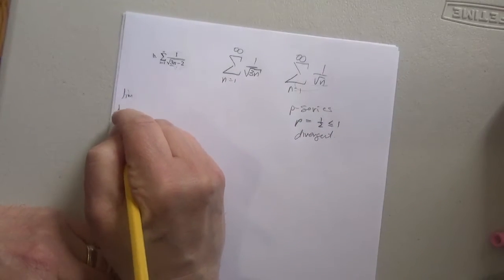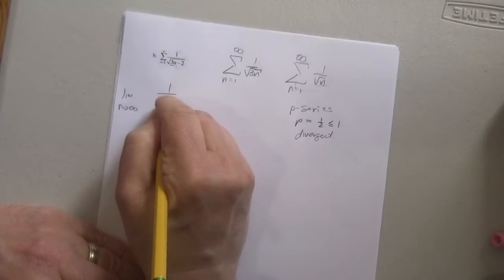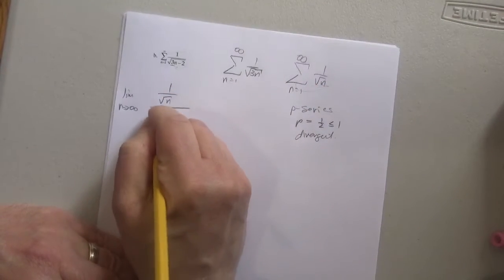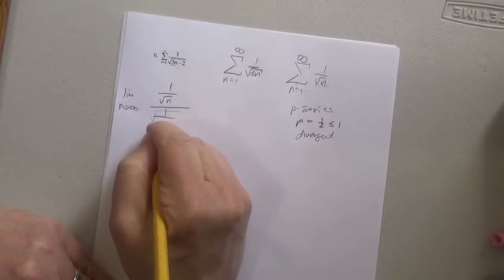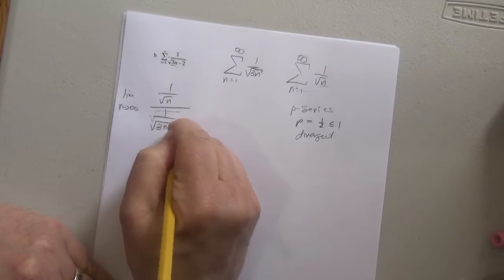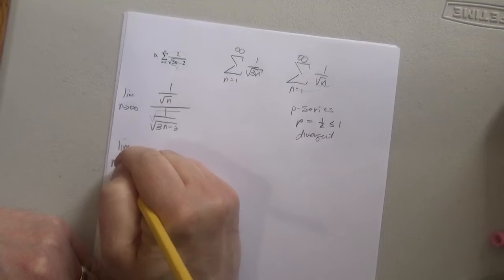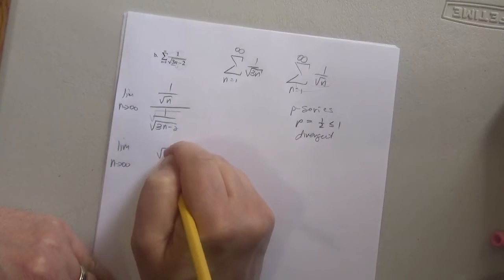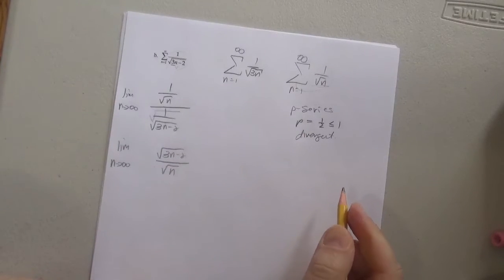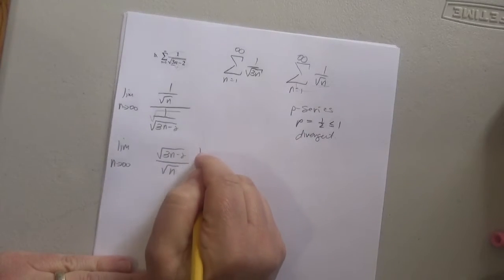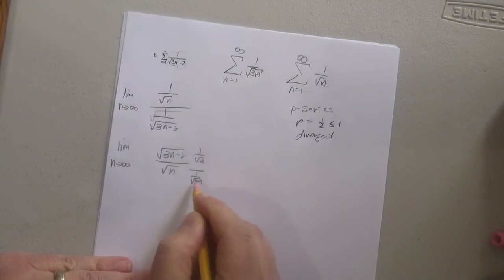So the limit as n approaches infinity, I'm going to put the series that I know on top. It doesn't really matter. Oops, that's a typo. 1 over the square root of 3n minus 2. I flip and multiply. I get the limit as n approaches infinity of 3n minus 2 over the square root of n. I'm going to multiply top and bottom by 1 over radical n. 1 over radical n. So these two cancel.